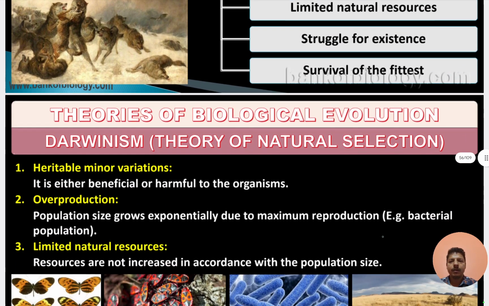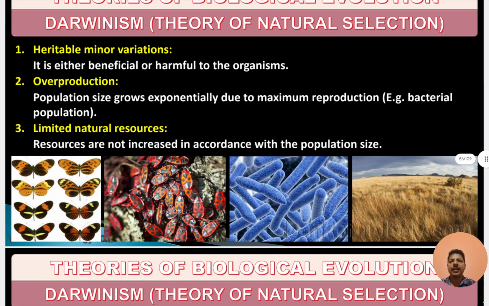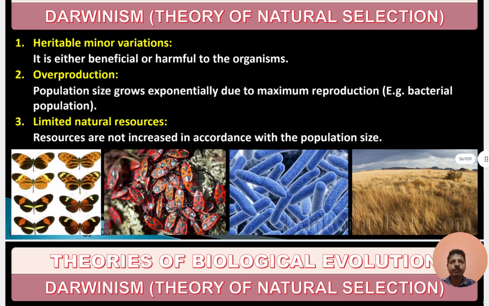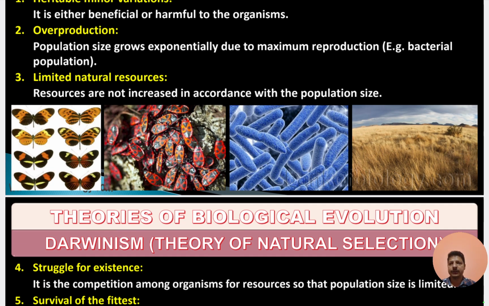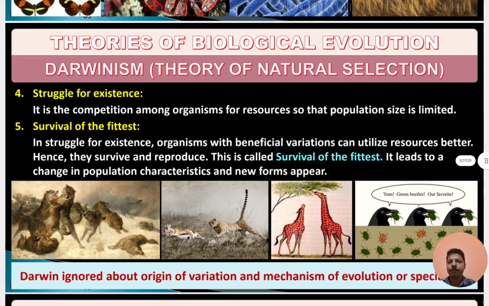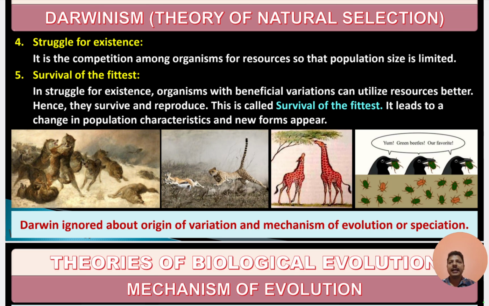Here, heritable minor variations are either beneficial or harmful to the organism. Second, overproduction. Population size grows exponentially due to maximum reproduction. Example, bacterial population. Third is limited natural resources. Resources are not increased in accordance with the population size. Fourth, struggle for existence. It is a competition among organisms for resources so that population size is limited. And fifth one, most important one, survival of the fittest.